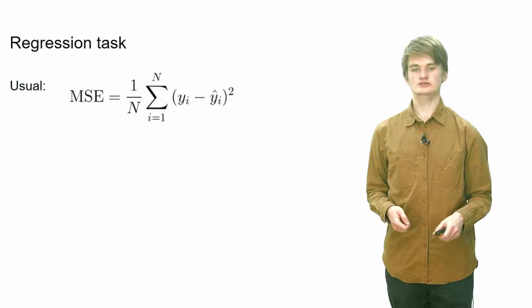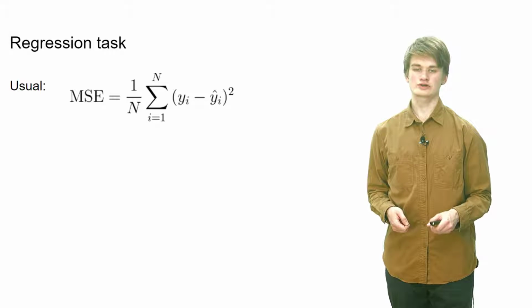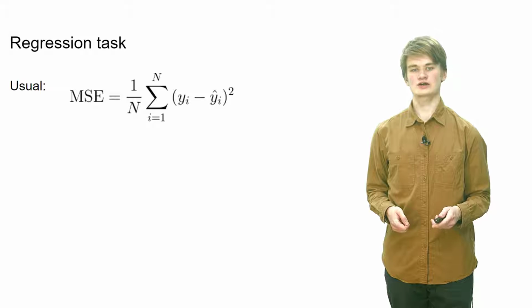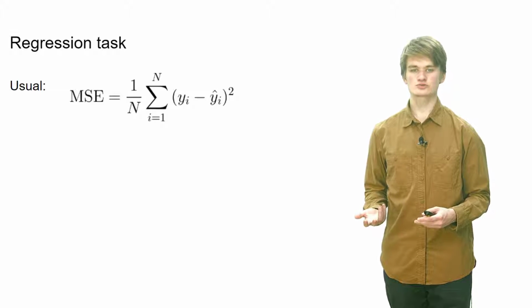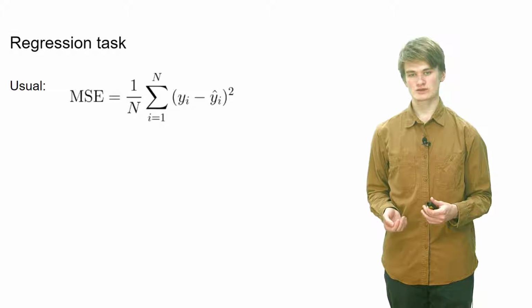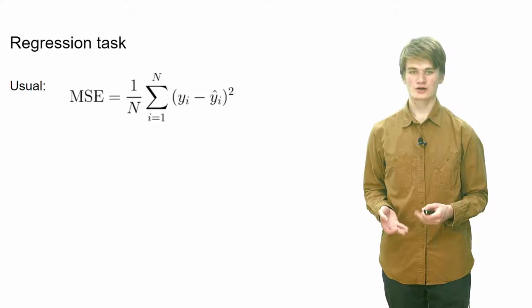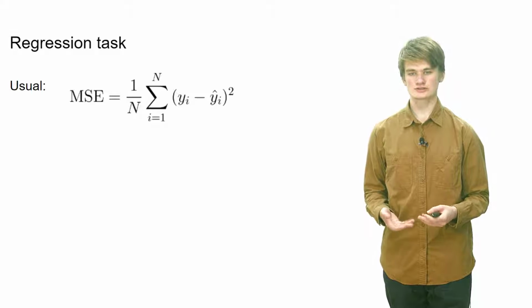For regression tasks, we usually take something like mean squared error loss and optimize our network only to be closer to the targets. But this approach will not give us any information about uncertainty measures, about how confident our model is in its predictions.